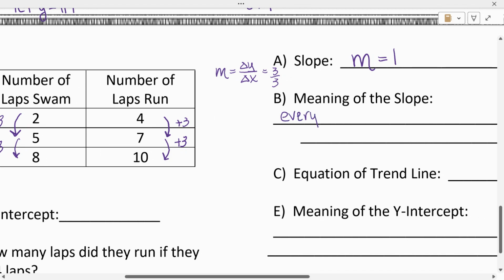Well, what does that mean? Every 1 lap they run, they also swim 1 lap.